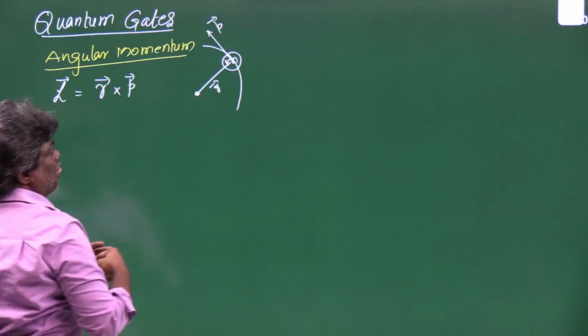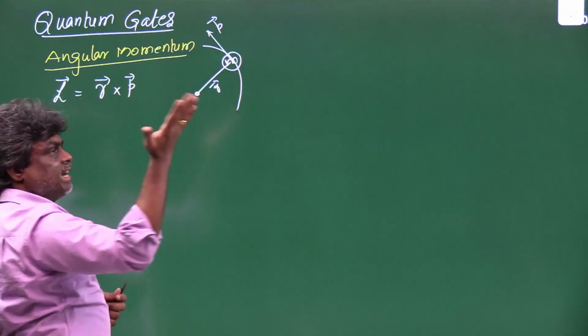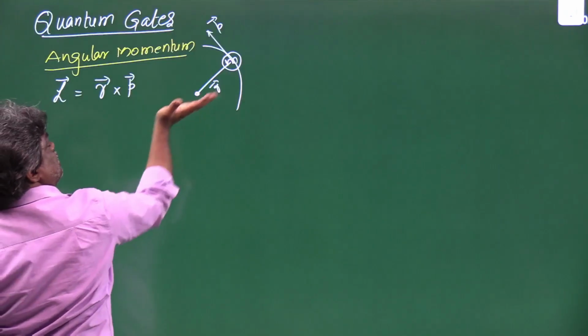It's okay, sir? Now we will take the cross product rule by using this right hand. You will get the direction of L bar like this.